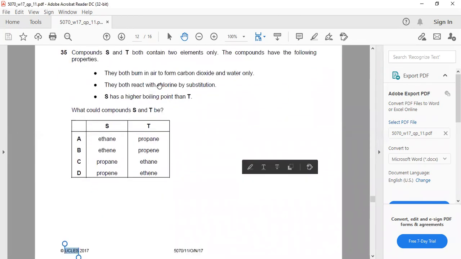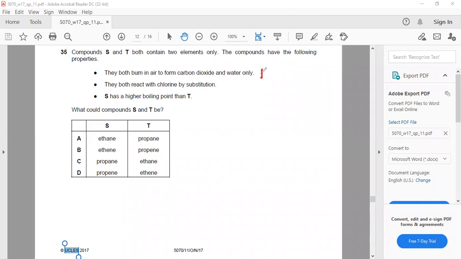36. Both are two elements S and T. They both burn in air to form carbon dioxide and water only, means hydrocarbon. Both react with chlorine by substitution, means both are alkane. It means propene, ethene wrong because alkene.